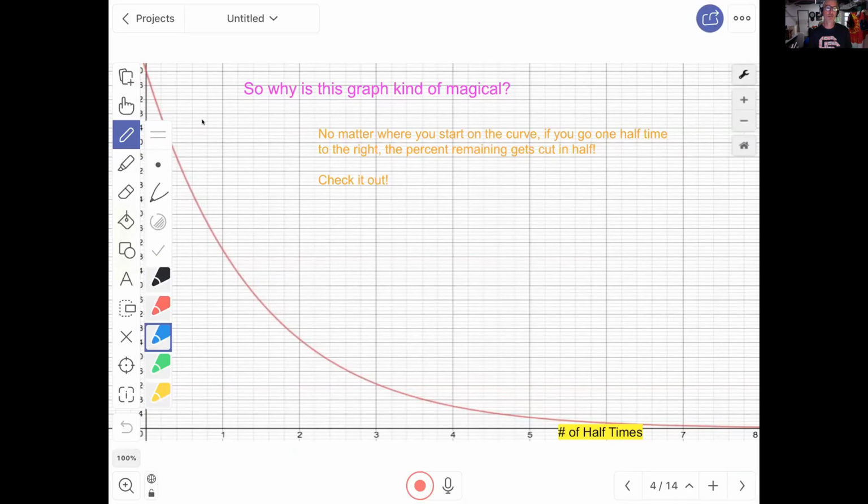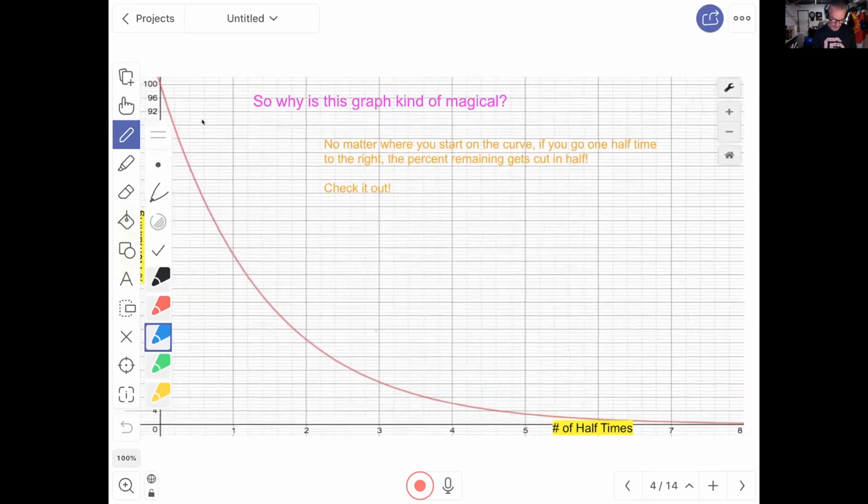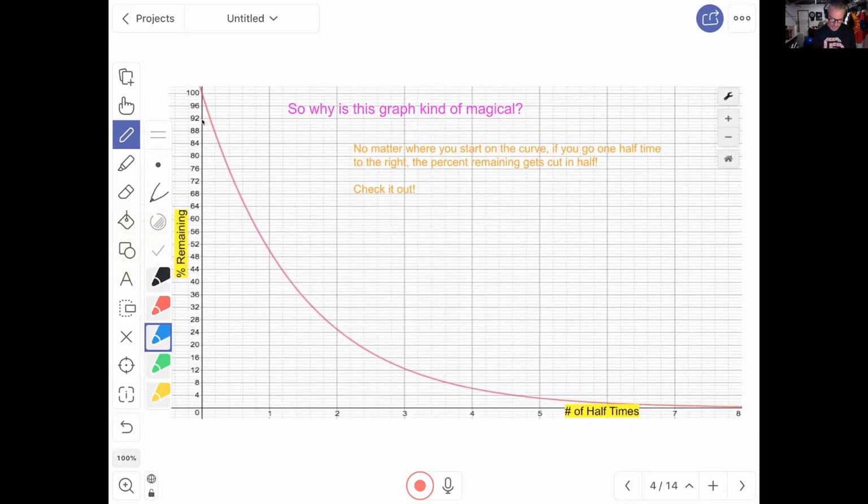So let's just talk about this graph first of all. This graph is kind of magical. It's pretty amazing. I want you to check this out. Wherever you are on the graph, let's just pick 64. Let's just say 64%. Well, let's look over here. 64% is right there.